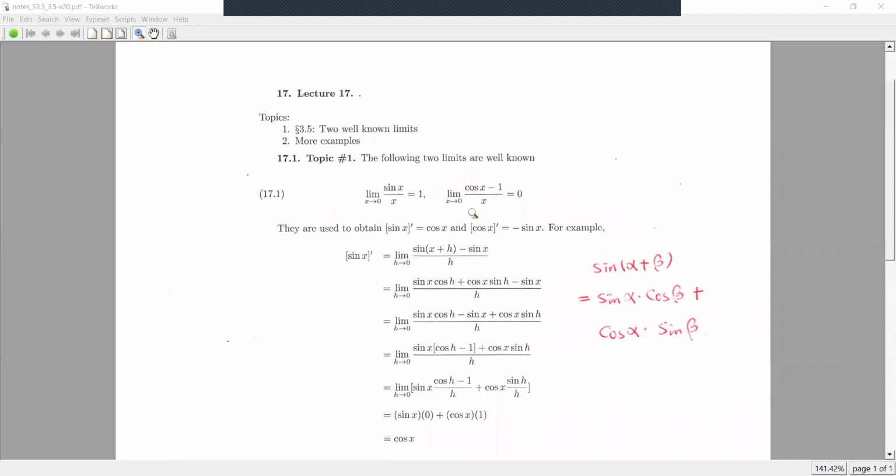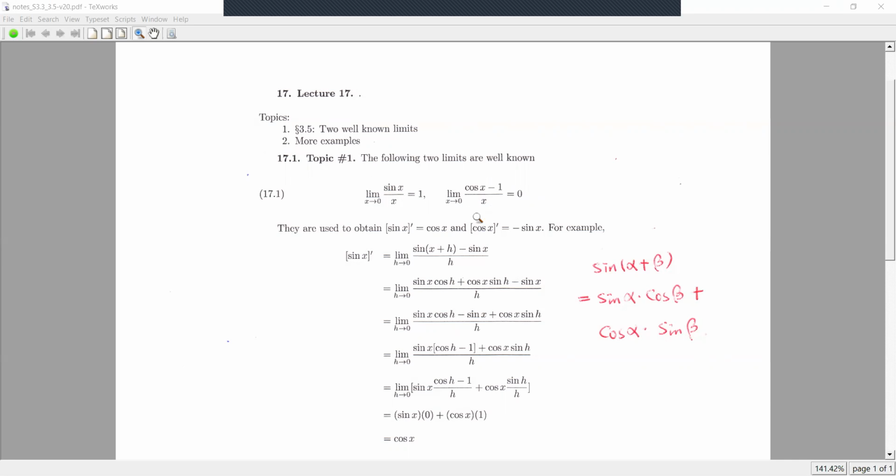By tables, it is easy to see that when x approaches 0, sine of x and cosine of x minus 1 both approach 0. Essentially, the first limit says that sine of x and x approach 0 at the same speed because their ratio approaches 1.